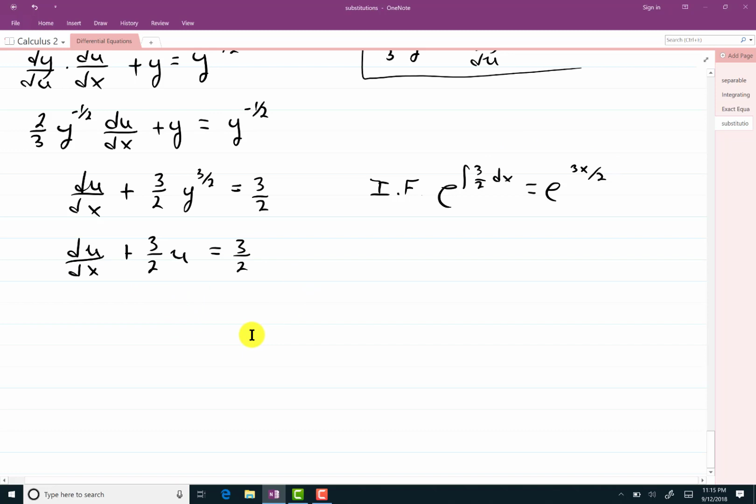I will leave it to you to get the answer of y to the 3/2 equals 1 plus c e to the negative 3x over 2.